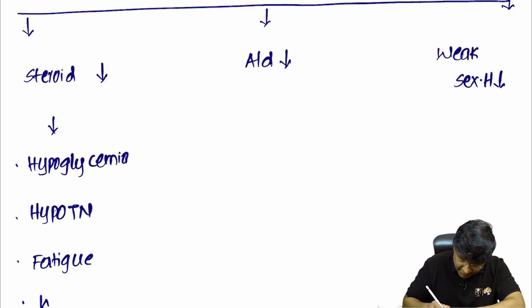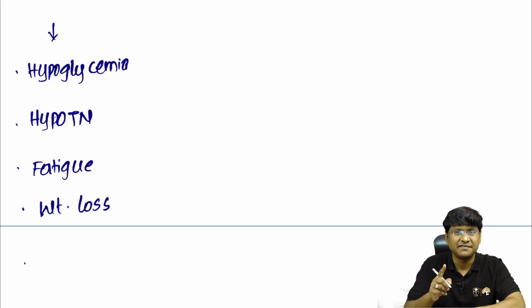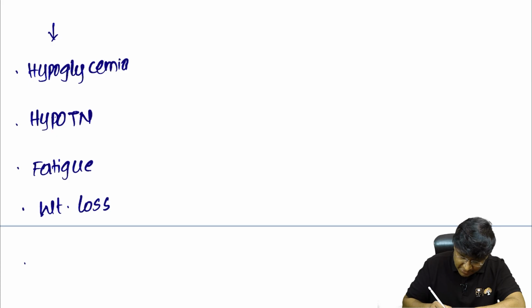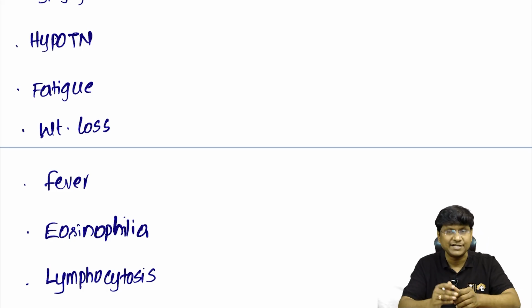They will also have the weight loss, right? And these patients will have loss of energy, and due to steroid deficiency, they will also have fever, and these patients will have eosinophilia, and these individuals will also have lymphocytosis and anemia. So these are the clinical features that you will have because of the steroid deficiency.